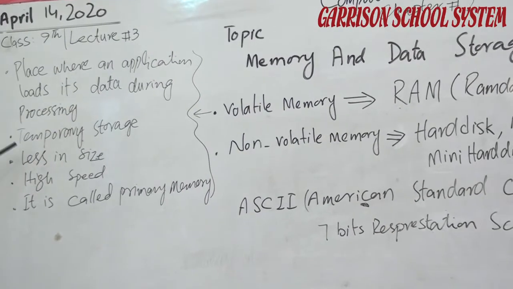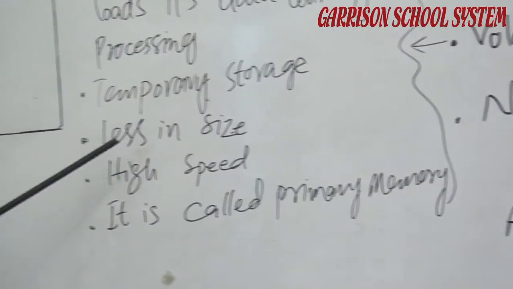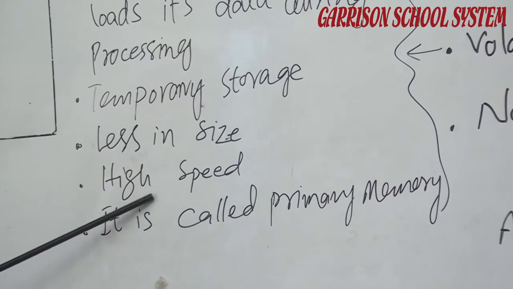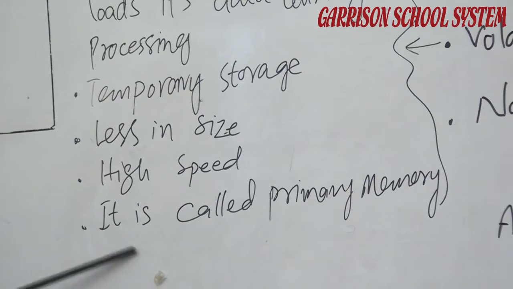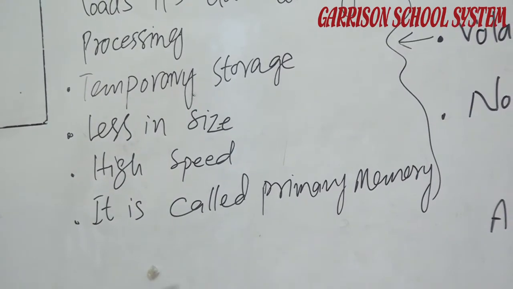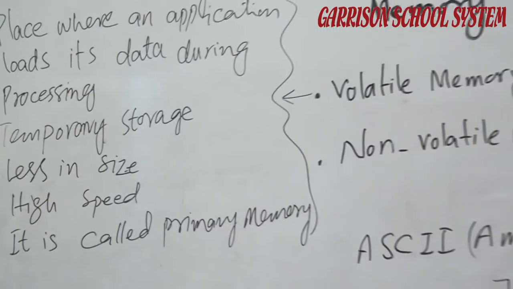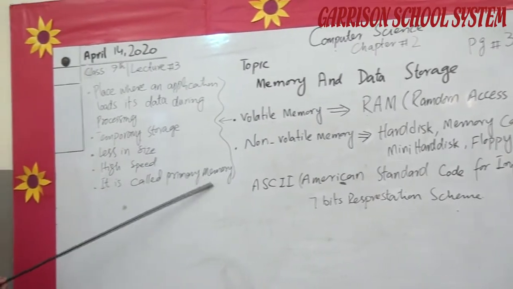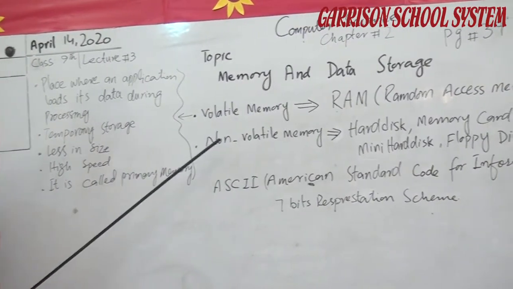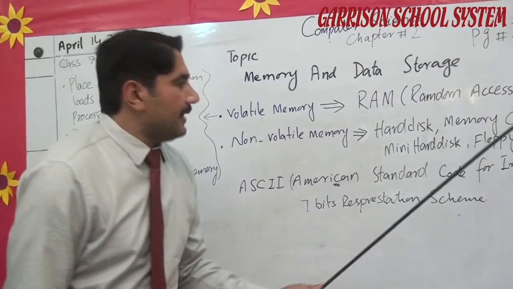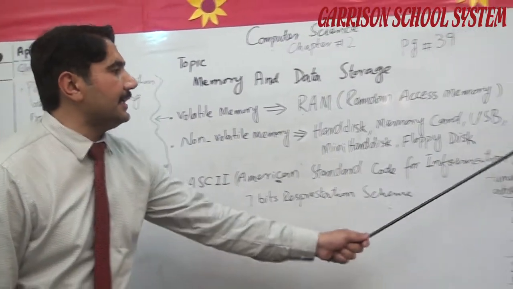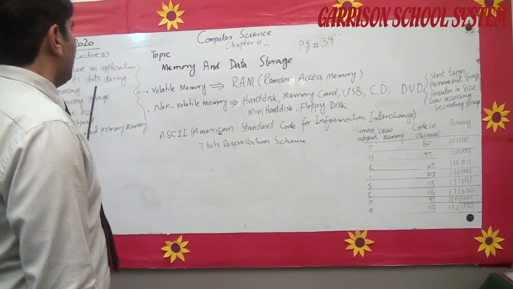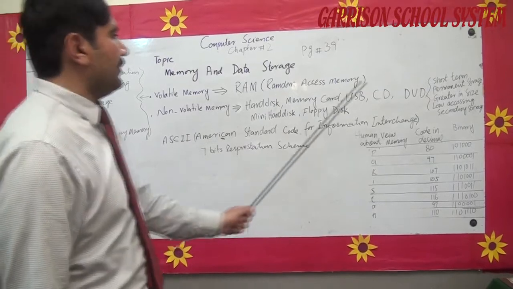You can see page number 40, there is a figure of volatile memory, meaning RAM. It is high speed compared to hard disk, so it is called primary memory. When the computer first stores our data, it is stored in main memory, that is RAM. Now we will come to non-volatile memory, that is hard disk, memory card, USB, CD, DVD, mini hard disk, floppy disk. Now we compare volatile and non-volatile memory.